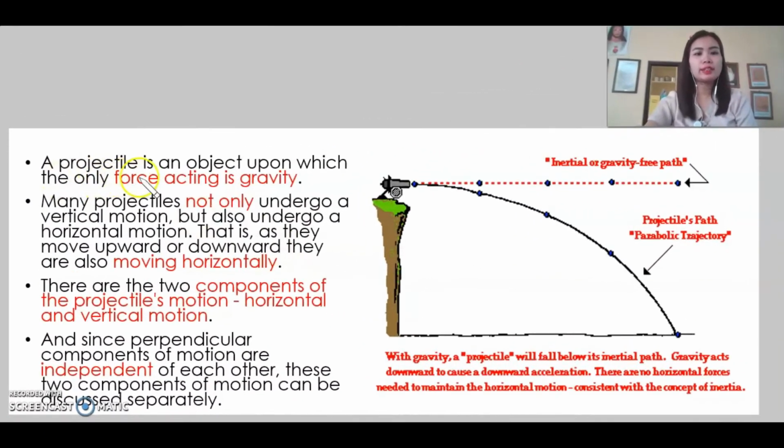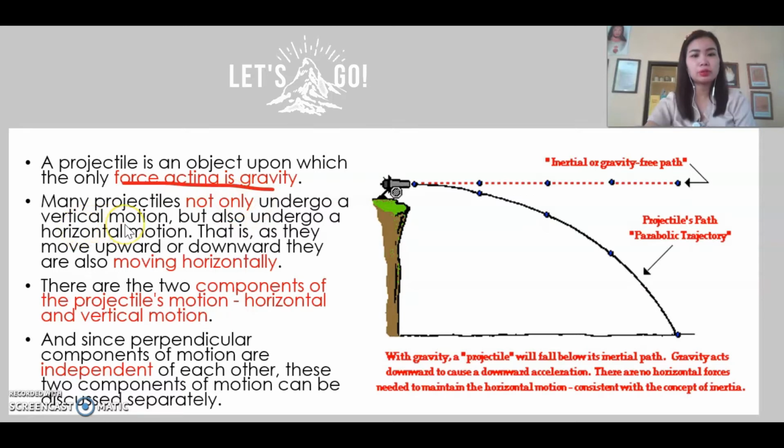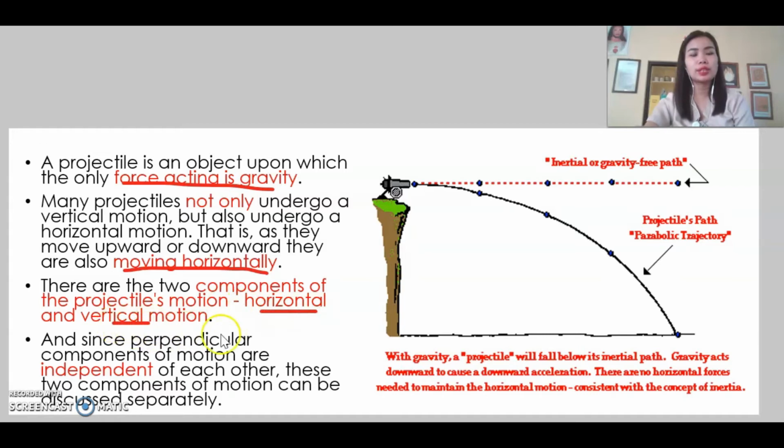Okay, a projectile is an object upon which the only force acting is gravity. Many projectiles not only undergo a vertical motion but also undergo a horizontal motion. That is why as they move upward or downward, they are also moving horizontally. Remember, there are two components of the projectile's motion, horizontal and vertical. And they are perpendicular components, meaning they are independent of each other. That is why we are going to discuss them separately.